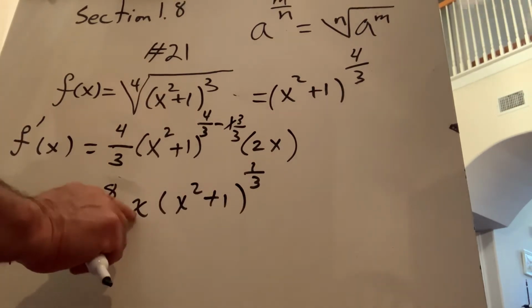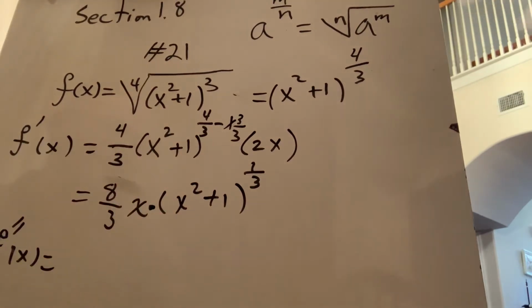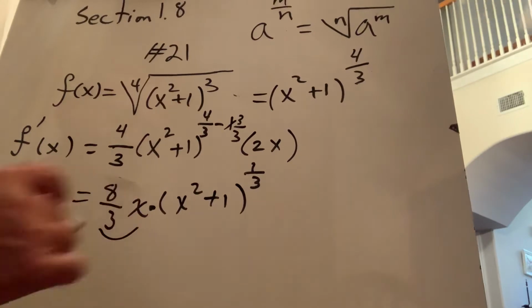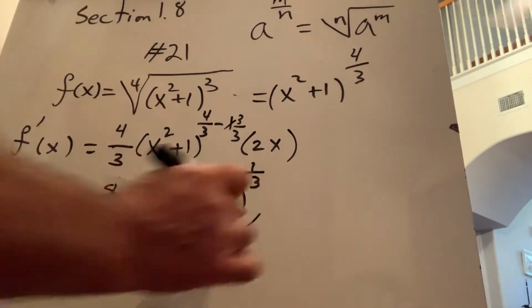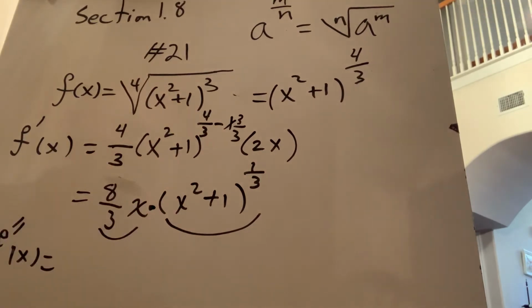Except there is a variable, there is an x. So we're going to have to treat this as a product. Once again, we have a product of two functions. You can think of the first function as 8/3 x and your second function as x squared plus 1 to the 1/3. So therefore, again, you have a product, and hence you have to use the product rule to differentiate, okay?